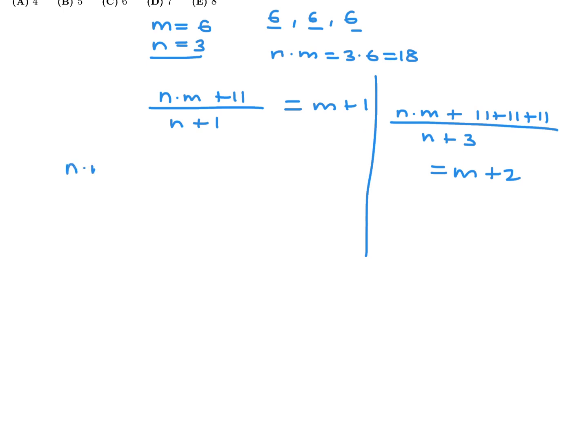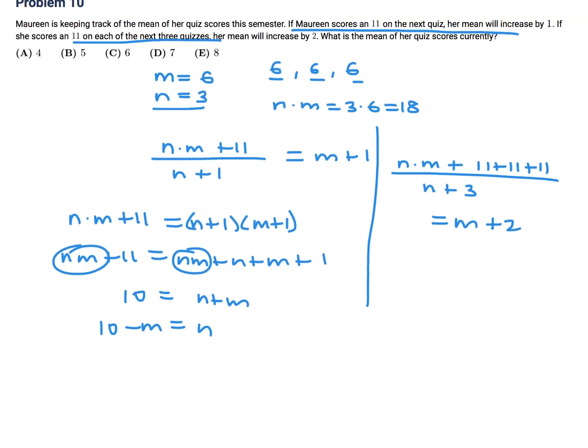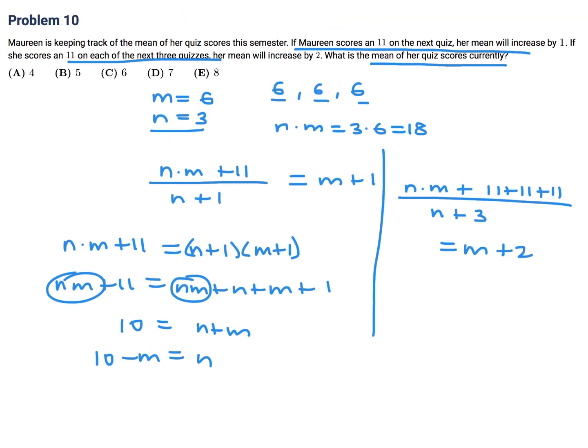So we got nm plus 11 over n plus 1 is equal to m plus 1. When you cross multiply, that's going to be nm plus 11 is equal to nm plus n plus m plus 1. Good news, nm cancels, and that means that n plus m is equal to 10, or n is equal to 10 minus m. And what are we trying to figure out in this question? What is her mean? So we're trying to figure out the value for m.